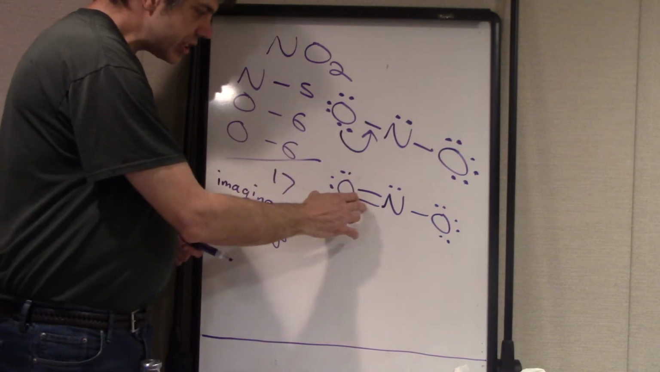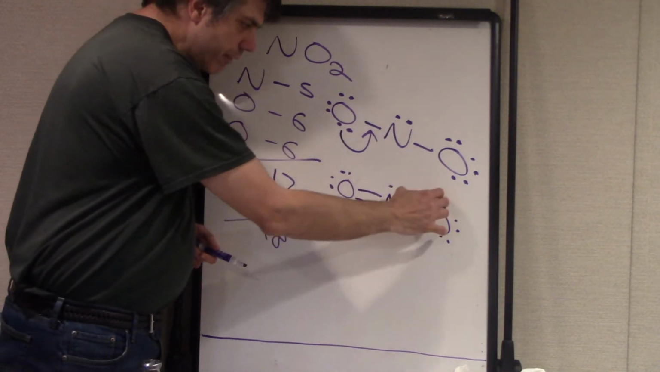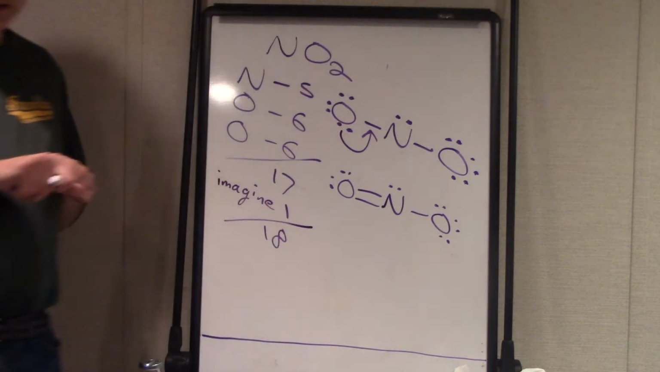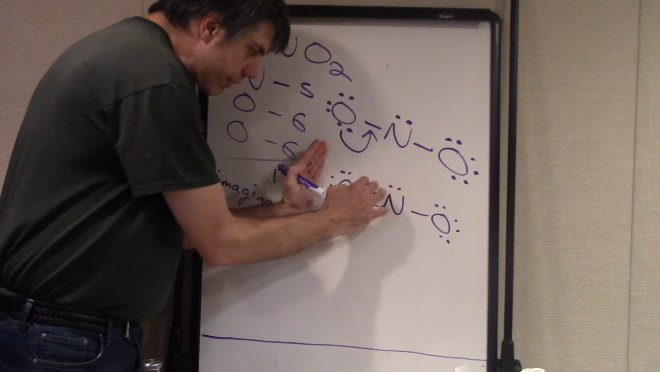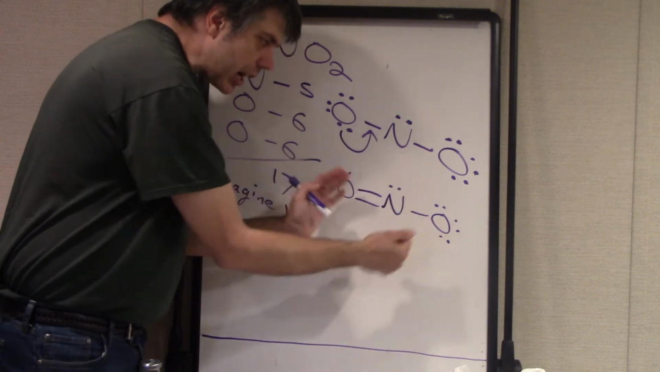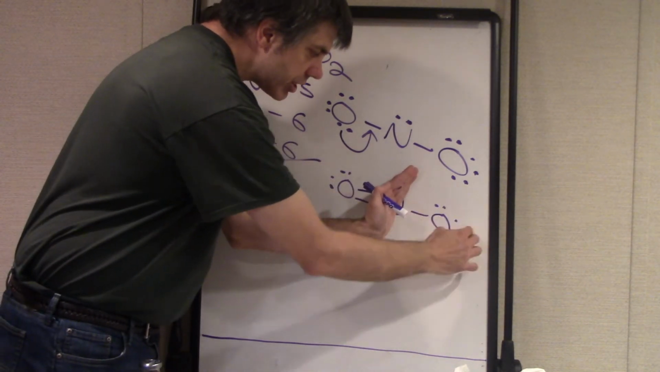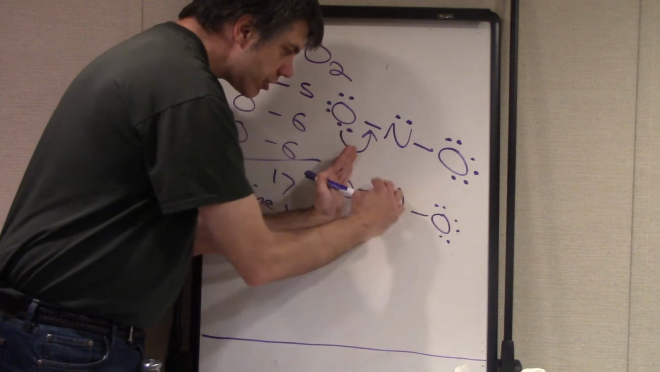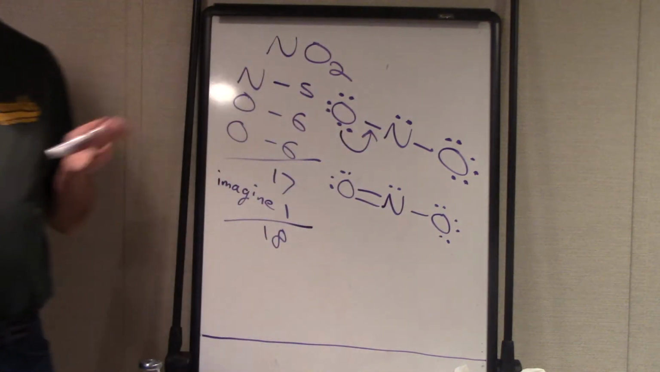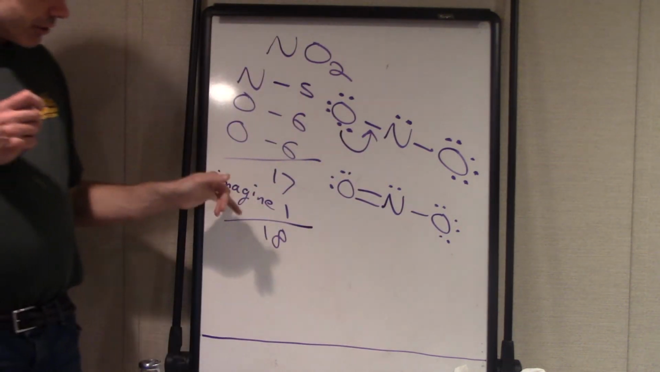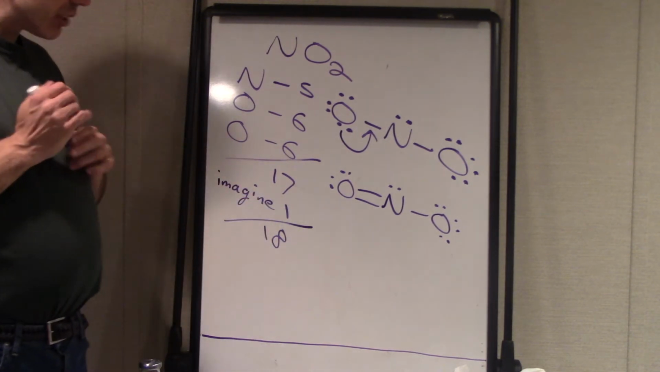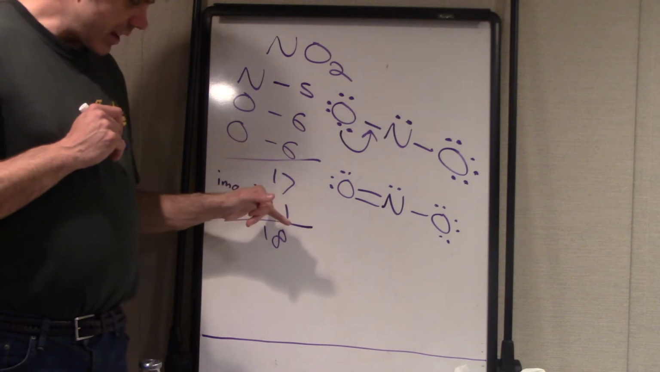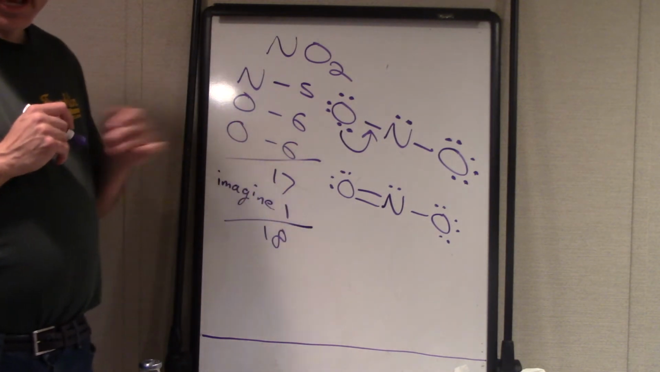Go through and do your checks. 2, 4, 6, 8, 10, 12, 14, 16, 18. I have 18. Check your octets. Oxygen on the left, 2, 4, 6, 8. Oxygen on the right, 2, 4, 6, 8. Nitrogen, 2, 4, 6, 8. This looks good. But here's where you've got to remember something. Remember, I didn't really actually have 18 electrons. I actually have 17.